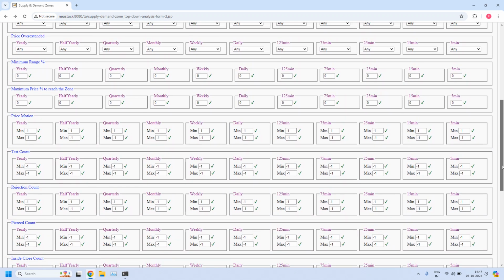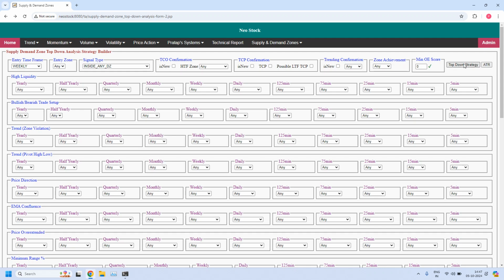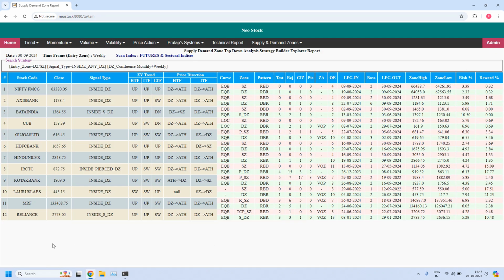So in the demand zone confluence, weekly demand zone with monthly demand zone confluence. So this is the filter, weekly demand zone with monthly demand zone confluence. We can verify. Now let me filter. See, now only 12 stocks are filtered. All these 12 weekly demand zones are part of the monthly demand zones.